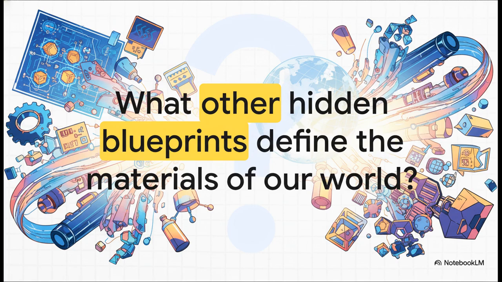Which really leaves us with a final thought, doesn't it? If this one map is the blueprint for a material as vital as steel, just imagine what other hidden maps are out there, defining the plastics, the ceramics, and the polymers that shape the rest of our world.